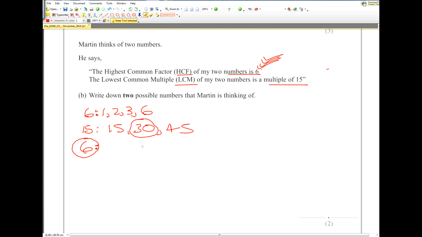So question B is done. We can have either 6 and 30, or we can have another particular answer, which is 12 and 30. So we can go for 6 and 30 or 12 and 30. Okay. Lovely. Are we happy with that?